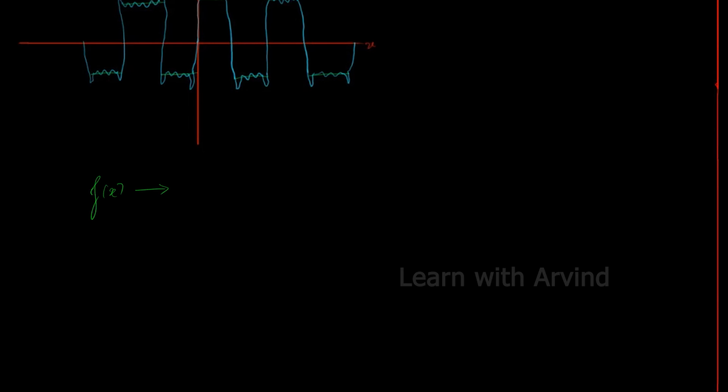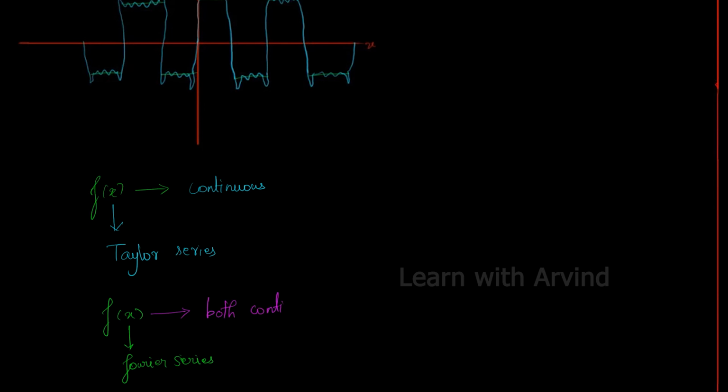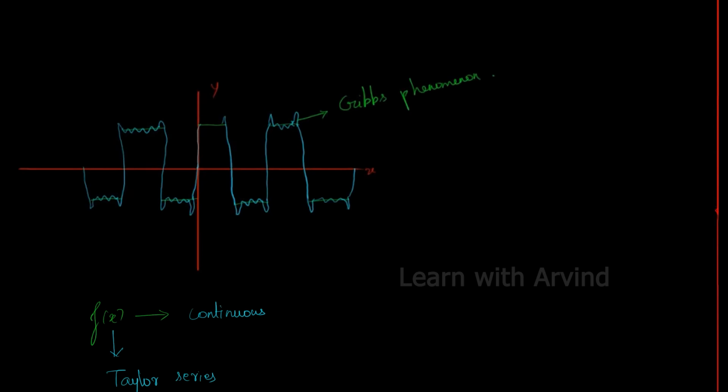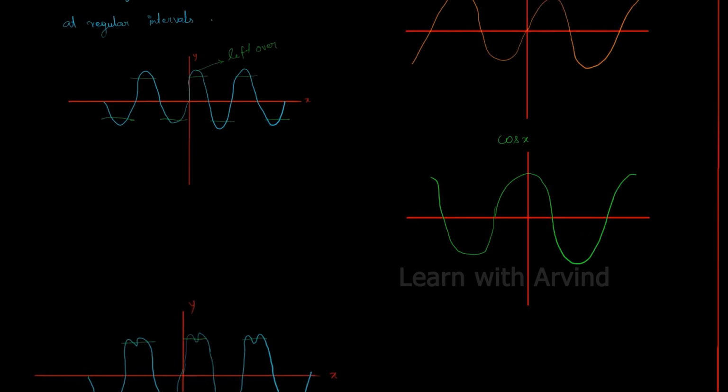When a function and its derivatives are continuous, then the function can be expanded using Taylor series. For both continuous and discontinuous functions, we can expand a function using Fourier series. And the reason why we expand using Fourier series is it is easier to solve when a function is in sines and cosines rather than in a complex form.